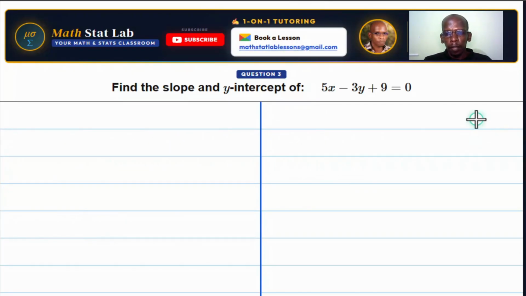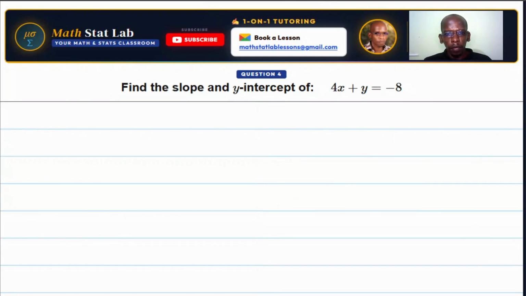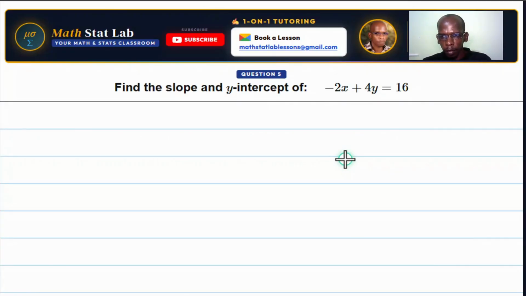So now, following that logic, can you try this question 4 and this question 5 here? And you see, if you understand how to find the y-intercept and the slope of a straight line, that's how we do it.